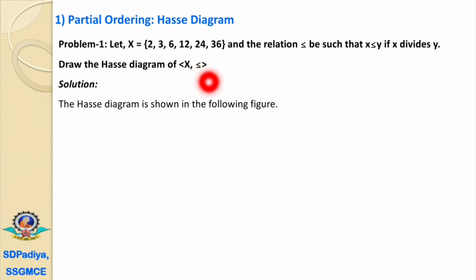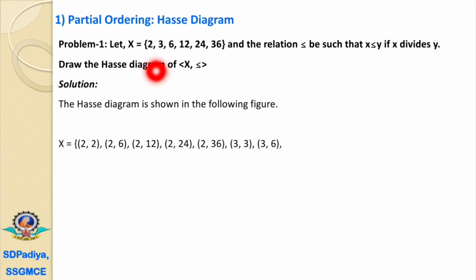Now we have to find out x divides y, the combinations between these 6 elements such that the first element must be a divisor of the second element. If we start with 2, 2 is a divisor of 2, that's why 2 comma 2, 2 is a divisor of 6, 2 comma 6, 2 comma 12, then 2 comma 24 and 2 comma 36.